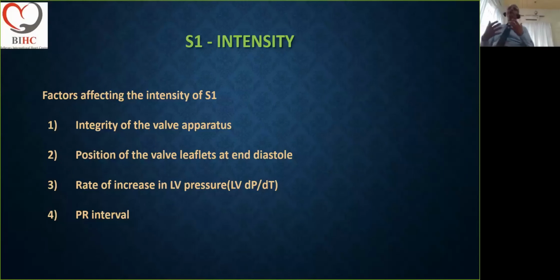To speak of other factors influencing the first sound, the valve itself should be of good material, with no fibrosis, no calcification. So, the integrity of the valve apparatus. Where are the valve leaflets at the end of diastole? Where is your door when you are beginning to close it? Is it wide open? Then when you close it, you have a louder sound. If it is about to close, when you close it, you have a dull sound.